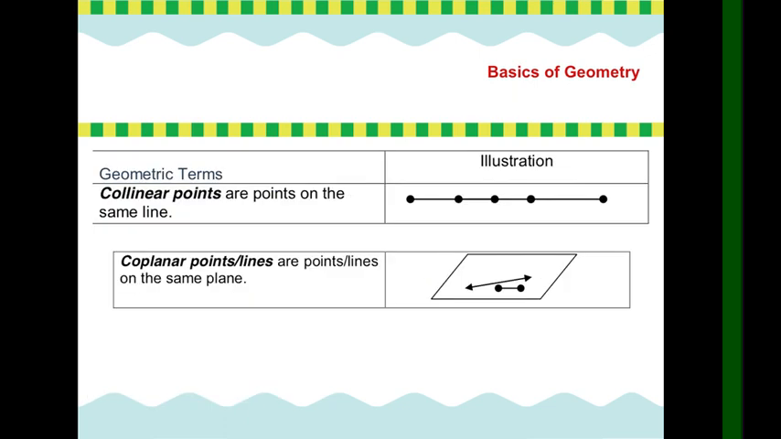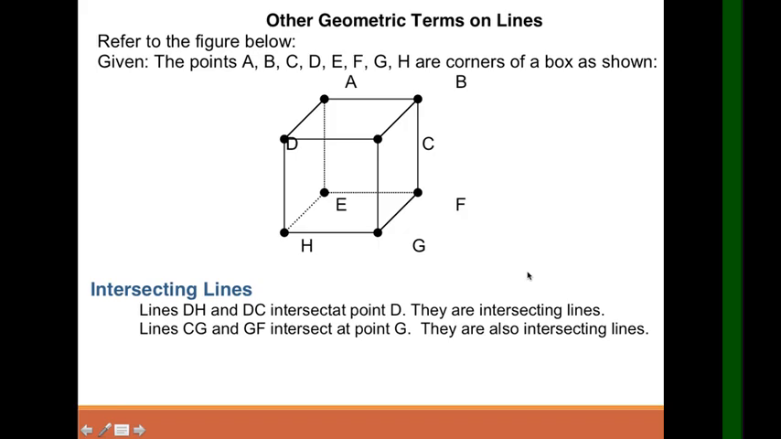Okay, I already discussed collinear, right? So collinear, again, are points on the same line, while coplanar points are points or lines in the same plane. So ganito yung itsura nila, illustration. Okay? Now, refer to the figure. A, B, C, D, E, F, G. This is a box containing those points.